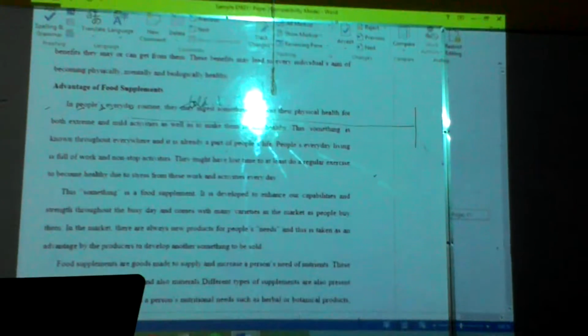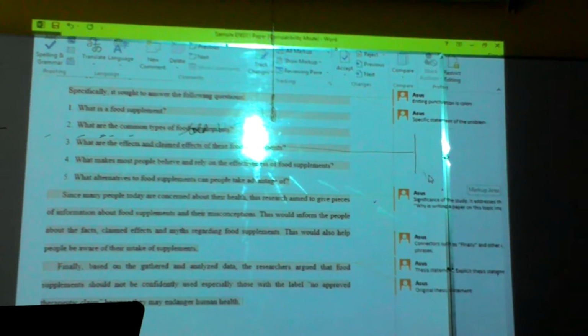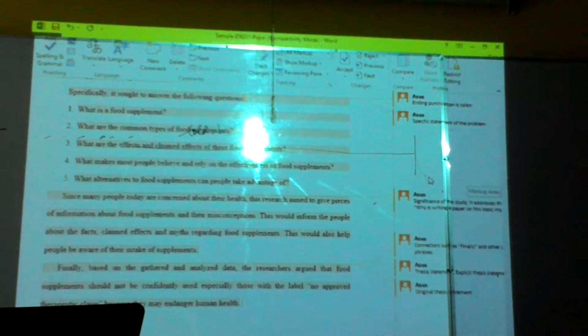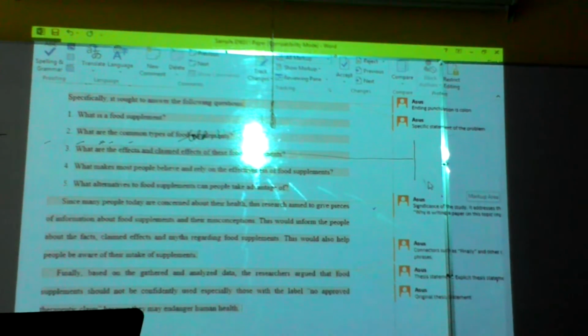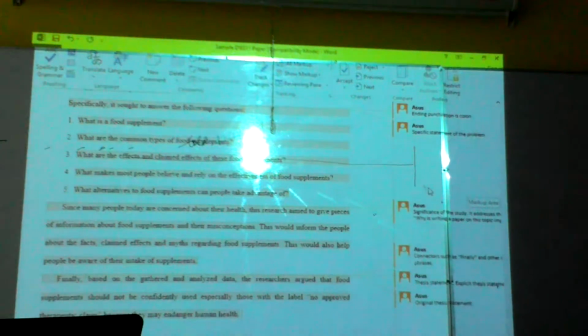What is their last side head? Advantage of food supplements. Question number 5. What alternatives to food supplements can people take advantage of? It still corresponds to that. Paliwanag, isa-isa. So how many running heads will I see in the 8 to 10 page body? I will see 4, each corresponding to 2, 3, 4, and 5 accordingly. Clear? Sir, paano ko po isusulat si body? Ganito lang yan.